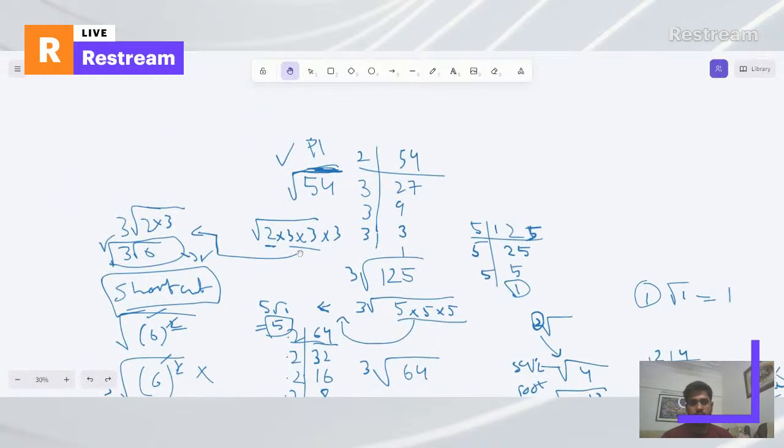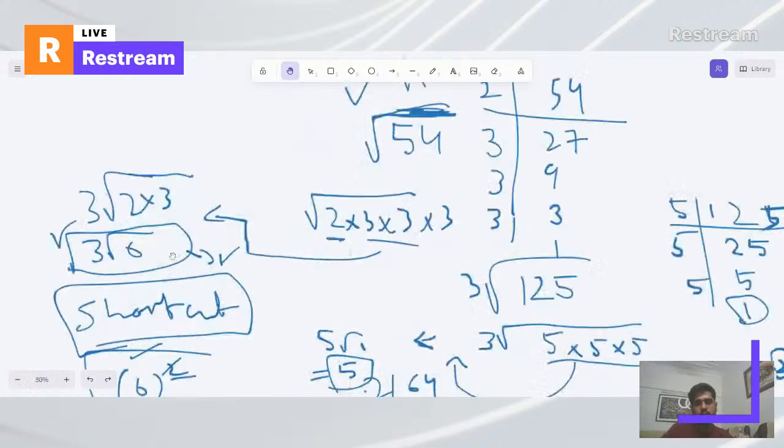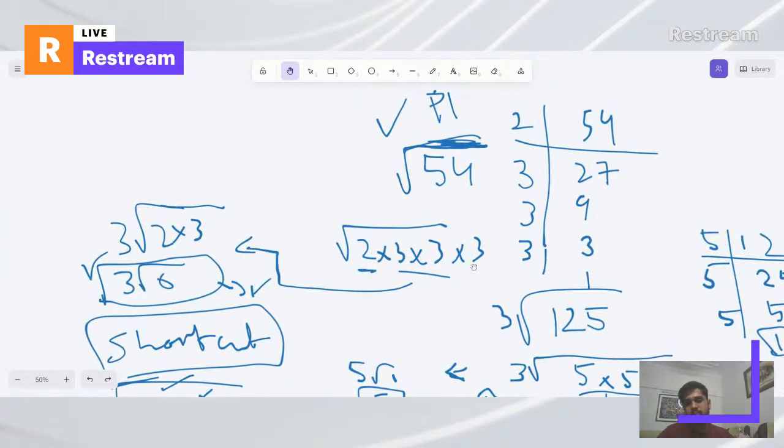Somebody answered it as 3 root 2, where the answer would be 3 root 6. Why 6? Because we're left with one other 3 and one 2, so it's going to be 3 root 6. Yeah, you've corrected it. So great.